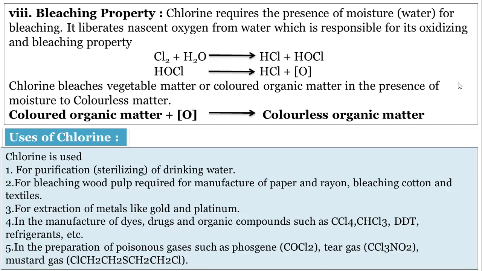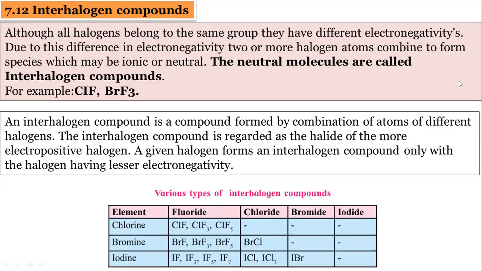Then interhalogen compounds. Now the chlorine compounds are completed. Now I'm coming to the last part of this chapter, interhalogen compounds. You know, the name itself suggests interhalogen compounds are the compounds formed when two halogens combine together. It is called interhalogen compounds.